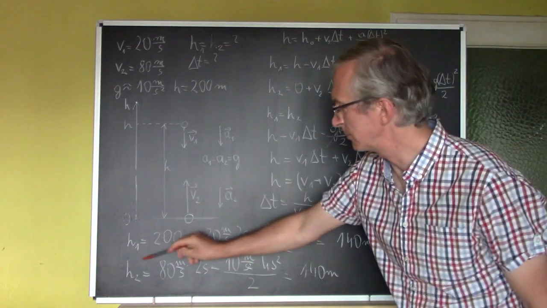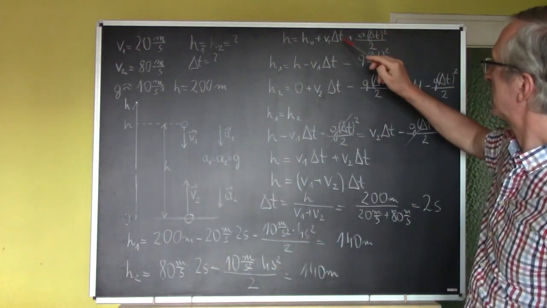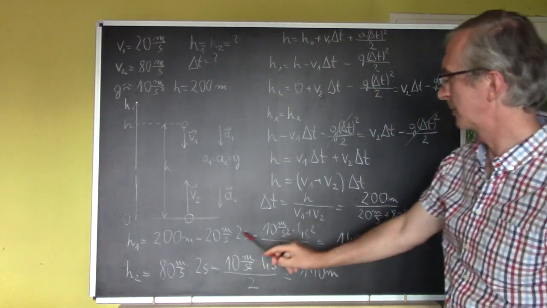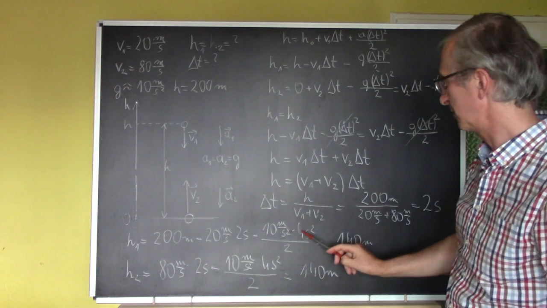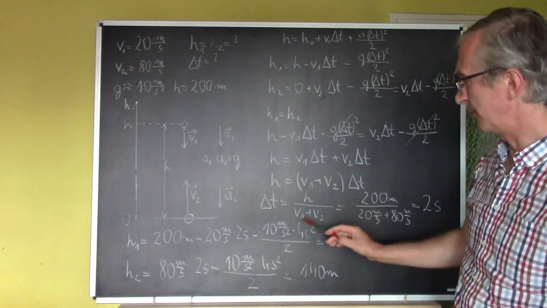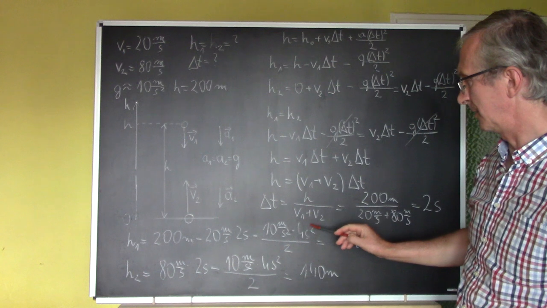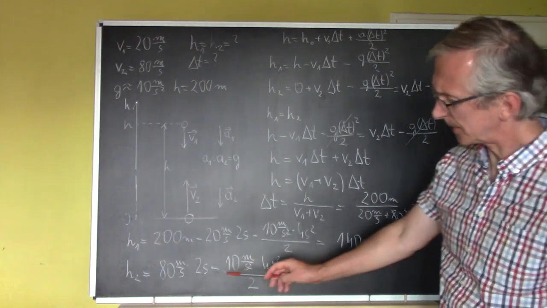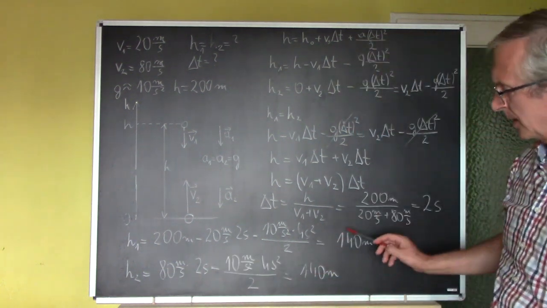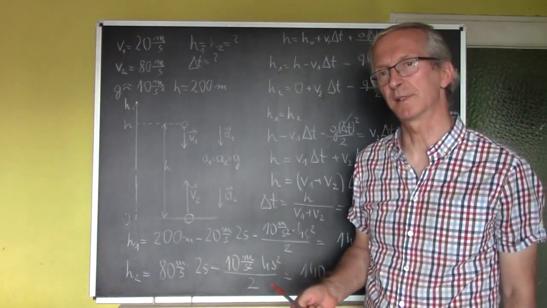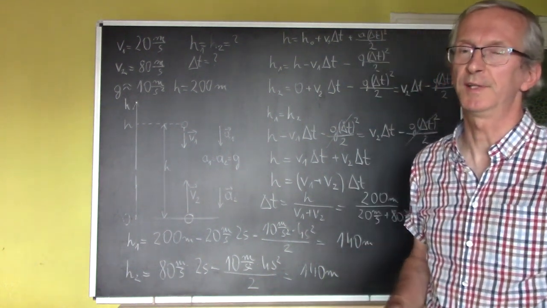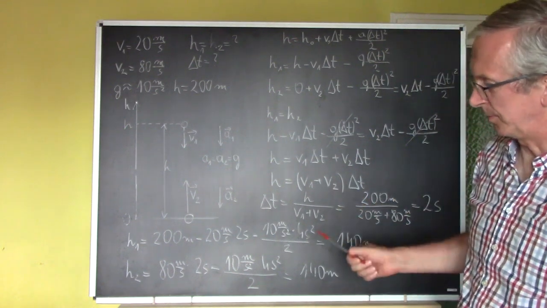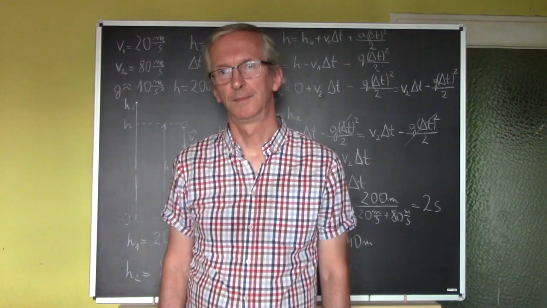In the first equation, instead of delta t here and here, we put 2 seconds. 2 seconds squared is 4 seconds squared. And we see that we achieve the same value. After 2 seconds, these balls met, so they were in the same place. So the coordinate of position of both bodies was the same.